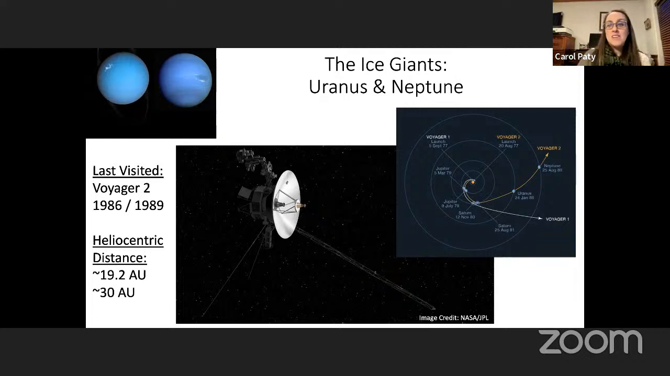This is the only time we've ever gotten a close-up look at Uranus or Neptune. They're far out. 19 and 30 AU means they don't reflect a lot of light. For any of you who've tried to look at it with a telescope in your backyard, there's not a lot to see other than to see them and know that they're there. And even with Hubble Space Telescope, it's been challenging to gather a lot of information just telescopically, visually.